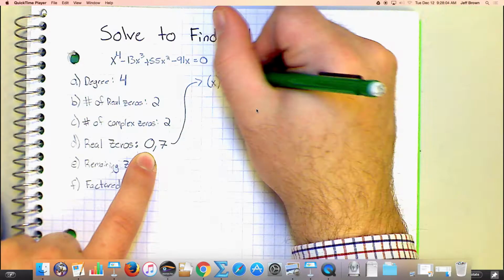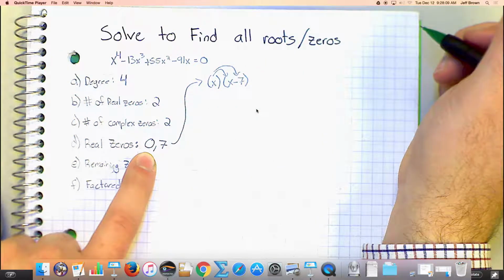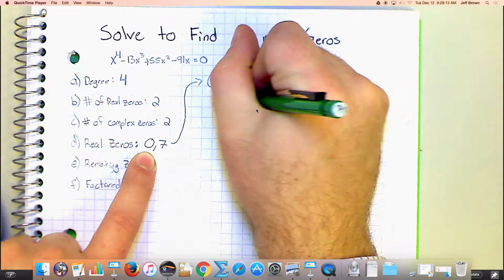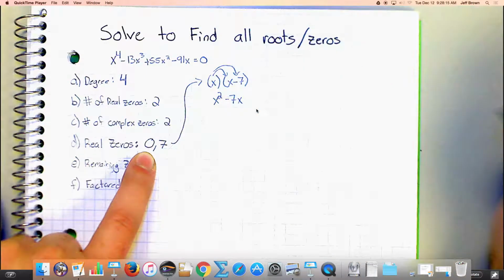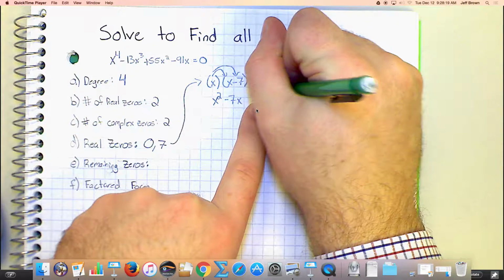If I go from there, though, I can distribute that x to both the x and the negative 7. x times x is going to give me an x squared, and x times negative 7 gives me negative 7x. So that is now the thing that I'm going to divide by. That's my divisor.